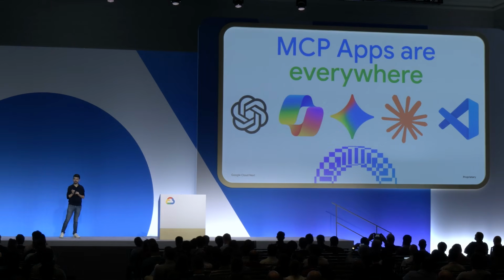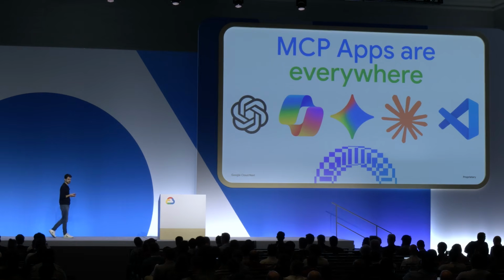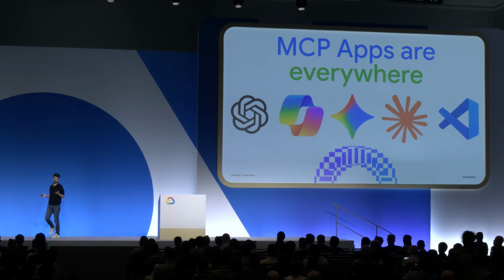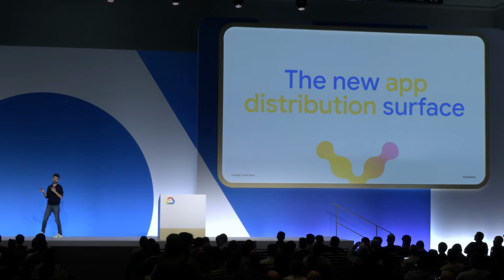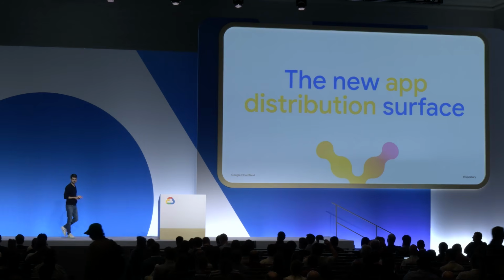Now, MCP apps are everywhere. I don't know if you're aware of it, but basically every major host supports it. So we have OpenAI and Claude and Gemini and a bunch of others. Just looking at ChatGPT and their apps, they have over 500 apps from huge companies like Walmart and Salesforce and you name it. So this isn't just a concept. It's much more than that. It's just the new app distribution surface.